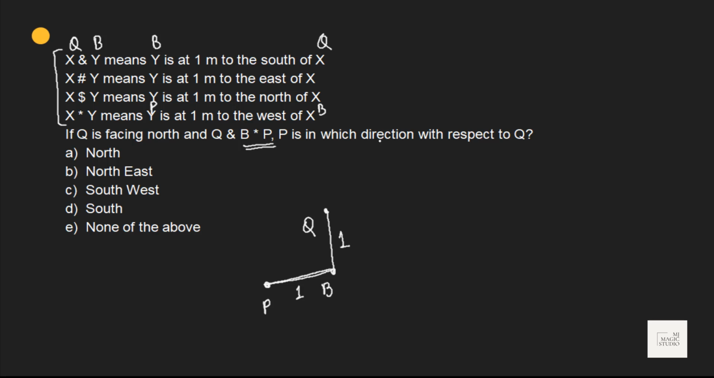Then P is in which direction with respect to Q? We need main directions at Q, and we are looking out for the direction of QP. The point P with respect to Q should be south towards west, that is southwest. Option C fits in.